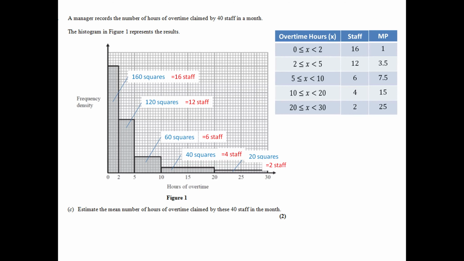Part C asks me to calculate the mean number of hours. So with my newfound frequency table, if I replace cumulative frequency with the midpoints, I can times the midpoint by the staff number, which is your frequency. We can do this by hand or by using a graphical calculator. We know the formula for the mean is the sum of the frequency times, in this case, the midpoints, divided by the sum of the frequency. And my graphical calculator tells me that's 213 divided by 40. We know there's 40 members of staff, so 5.33.